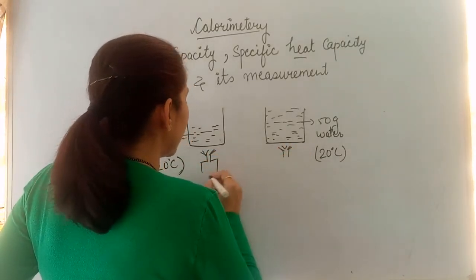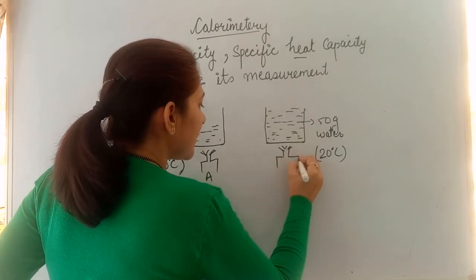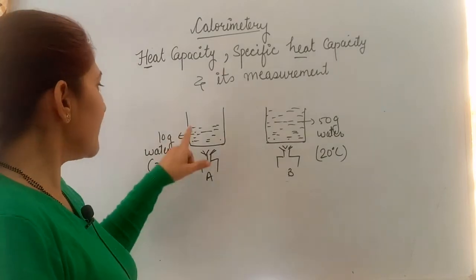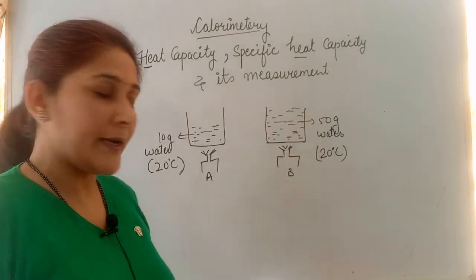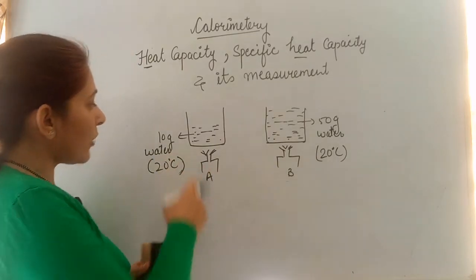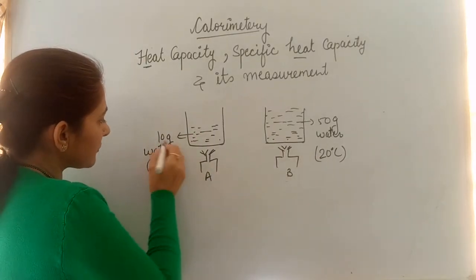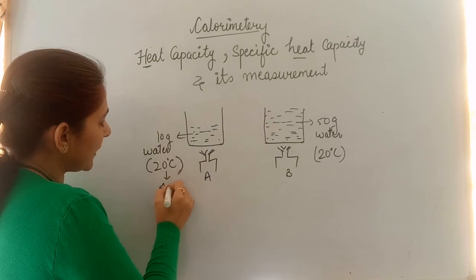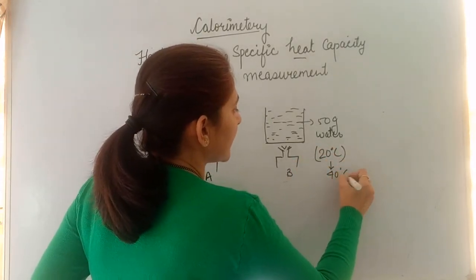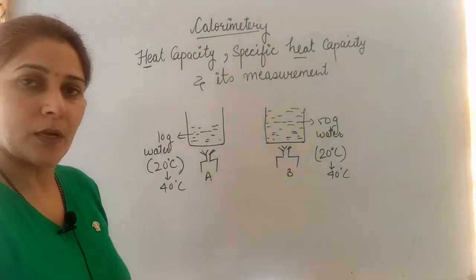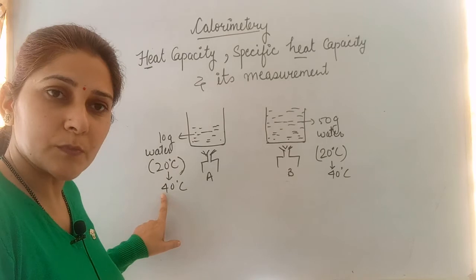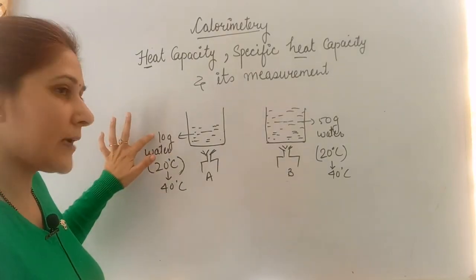At whatever rate I supplied heat to A, at the same rate I am supplying heat to B. Okay. Now as the mass in both the containers is different and I am supplying the heat at the same rate, in the same amount, then how can I raise the temperature of this 10 gram of water by 40 degrees Celsius and this 50 gram of water by 40 degrees Celsius? Definitely this rise in temperature will be achieved soon. This will happen quickly because only 10 gram of water is there.